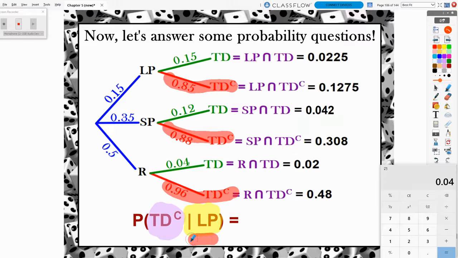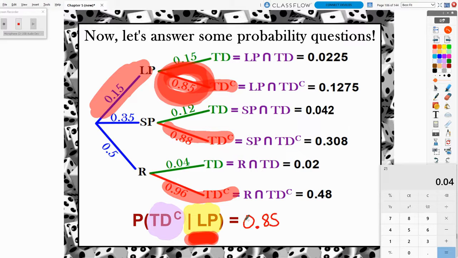Well, given that they were on the long pass play, well, here's that branch of going along the long pass, so it must be talking about this 85% as that particular probability. And so again, we're done there. But again, I'll show you real quick.